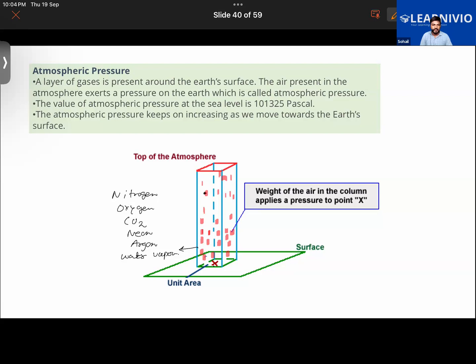A bit. Okay, what do you understand by it? I'm not sure about sea level, but is it like the distance from the sea to land? No, that's not what sea level is.